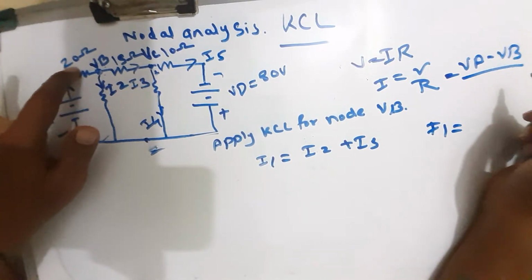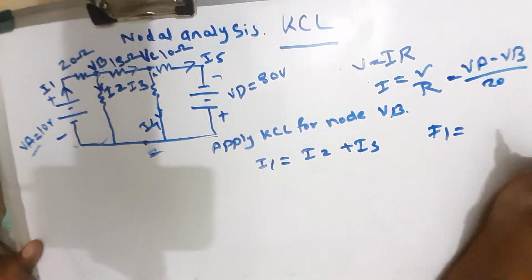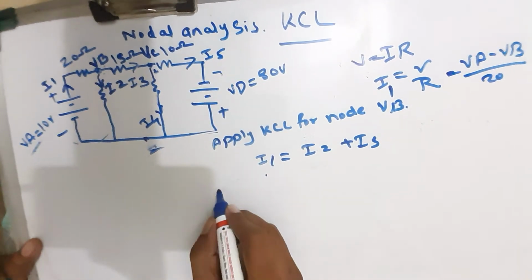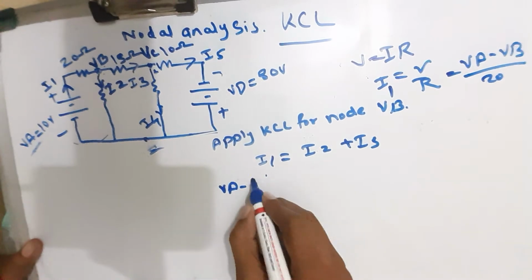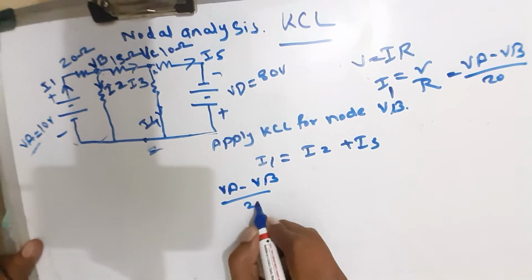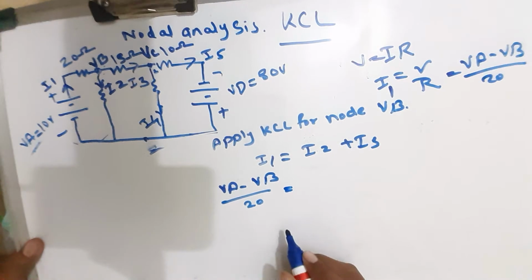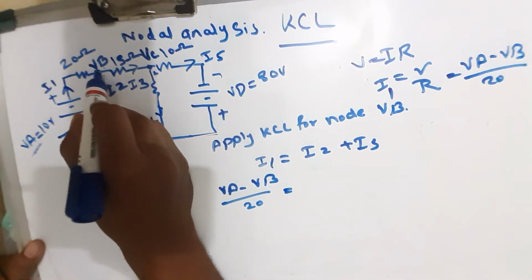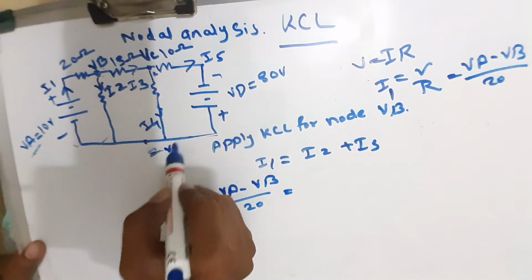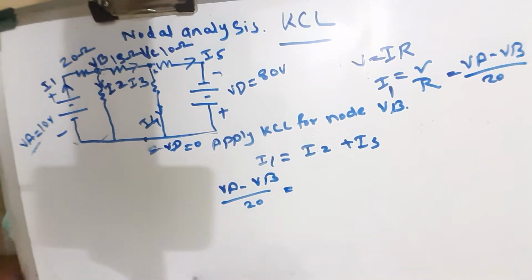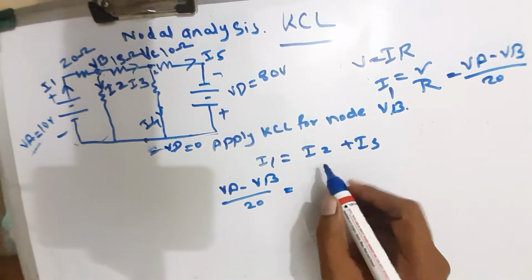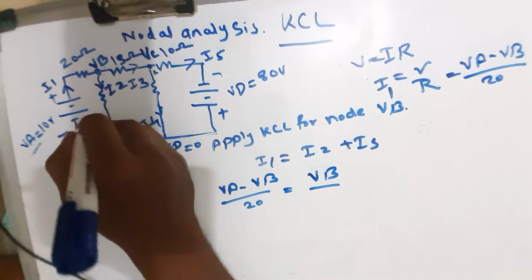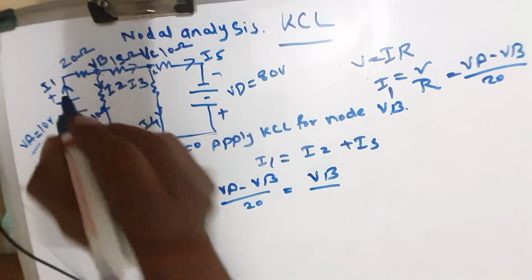So the R value is 20 ohms. So I1 equals VA minus VB divided by 20. Similarly, I2: the starting voltage for I2 will start from VB and end at VD. But VD equals 0, that is the ground voltage. So I2 equals VB divided by the value, I will write down 10 ohm.